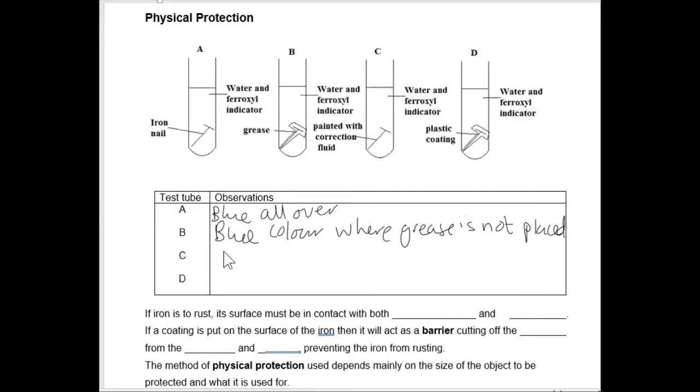Painted with correction fluid, again, that one's going to block water, and correction fluid's probably going to block oxygen as well. But again, wherever you have missed the paint, or wherever the paint's cracked, it's going to rust. So blue only where paint is absent.